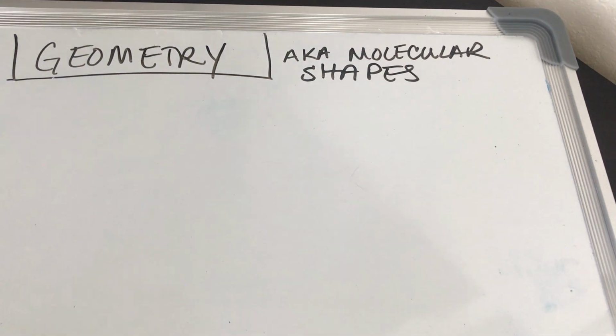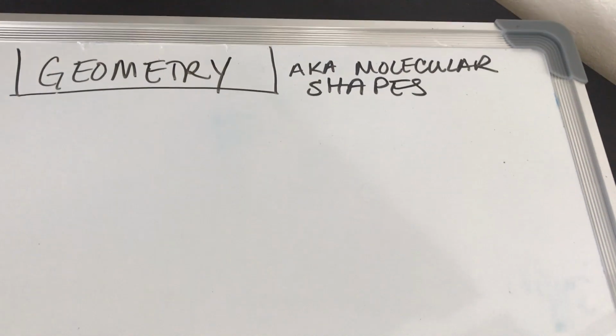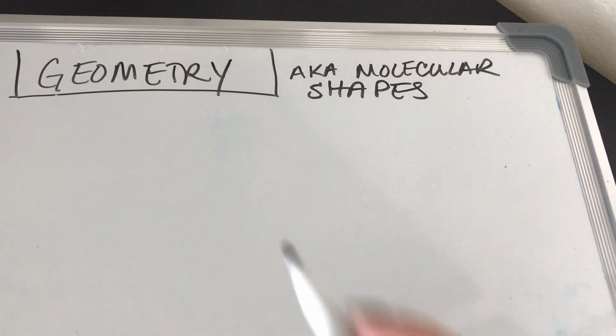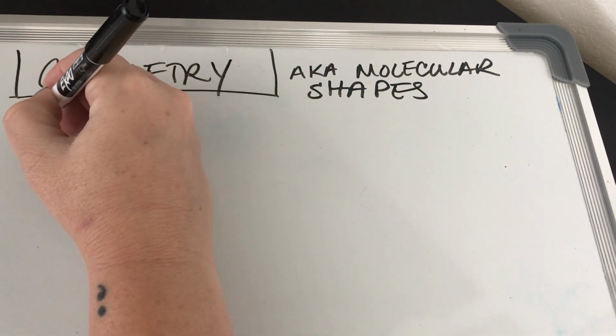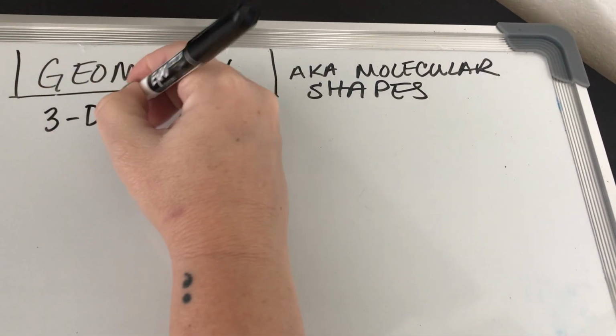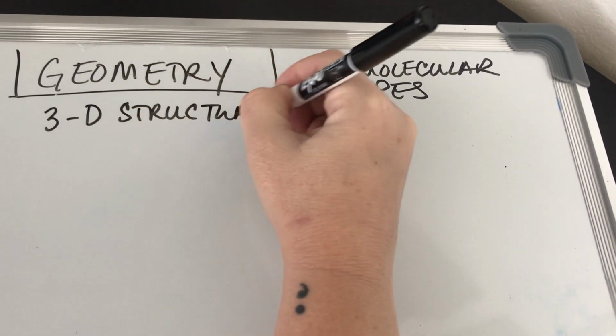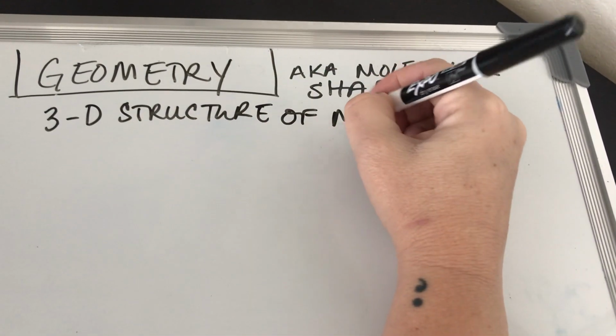Cool. All right, so let's talk geometry. So, geometry, aka molecular shapes. We are literally just looking at the three-dimensional structure of molecules.